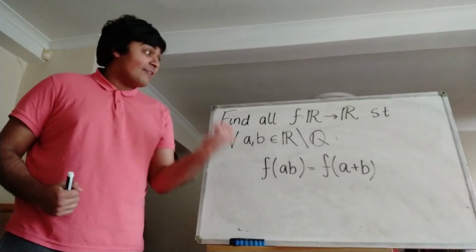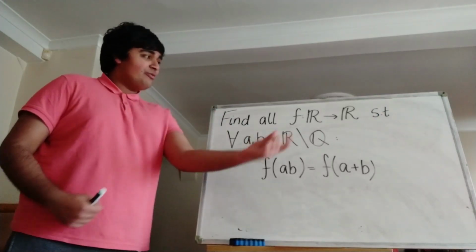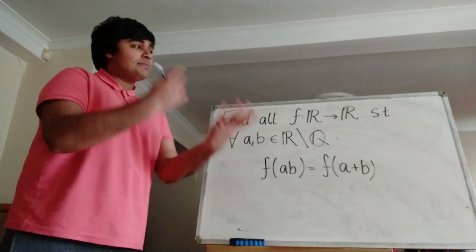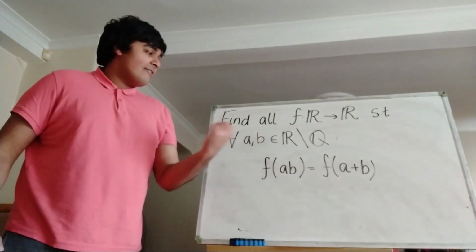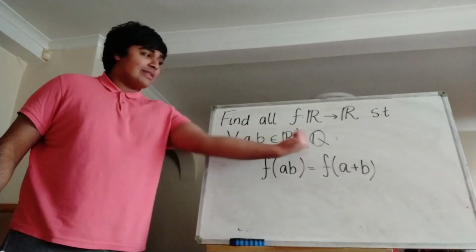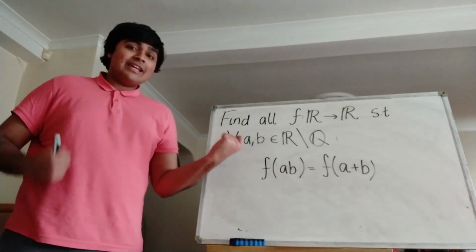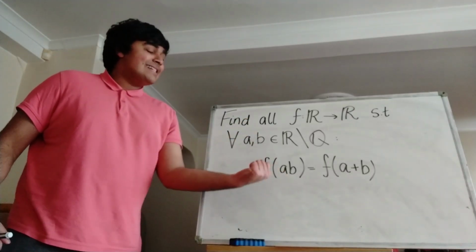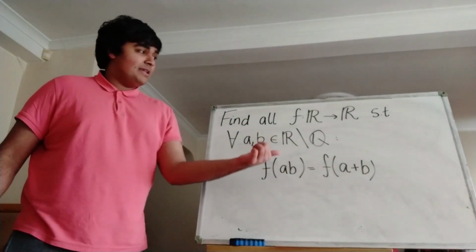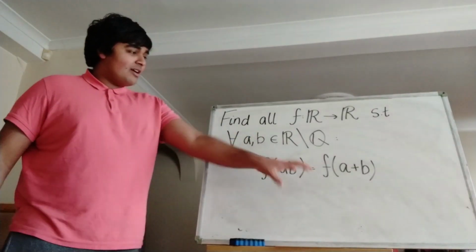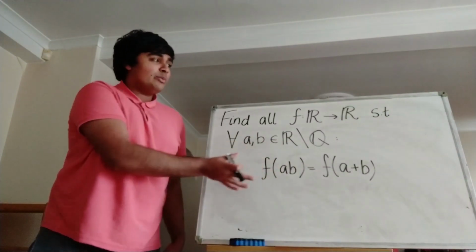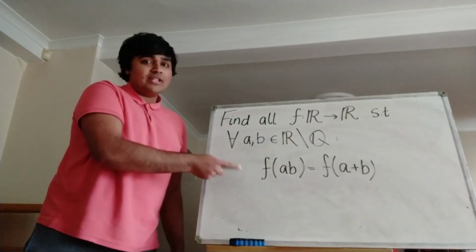Today I've got a fun function problem. We want to find all functions f from the reals to the reals, so it takes in a real number and spits out a real number, such that for any a, b in the reals without the rationals, in other words, for any irrational numbers a and b, f of a times b is equal to f of a plus b. Okay, so this is sort of a weird property of f, but we want to find all functions f with this property.